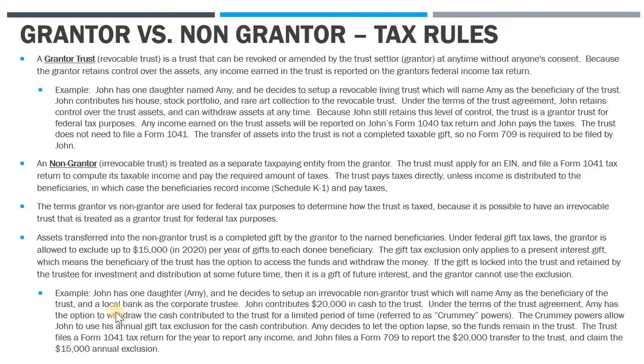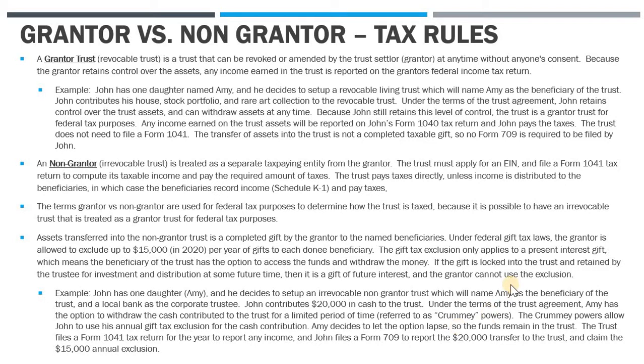So let's look at the example here. John has the same fact pattern as above, and we're just changing the trust agreement. John's got one daughter, Amy. Now he's setting up an irrevocable non-grantor trust. Amy's still the beneficiary, and he appoints a local bank as the trustee, so John can't be the trustee here. Now John contributes $20,000 in cash, and under the terms of the agreement, Amy has the option to withdraw the cash within a limited period of time, and this is referred to as the Crummey powers.